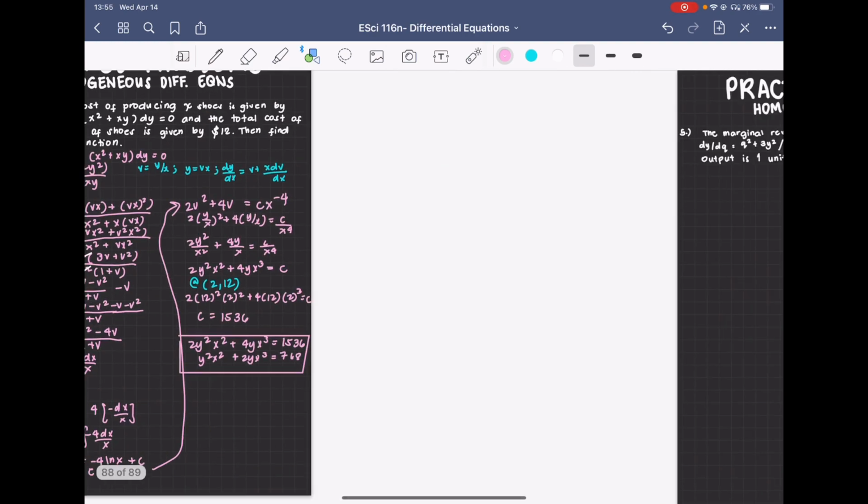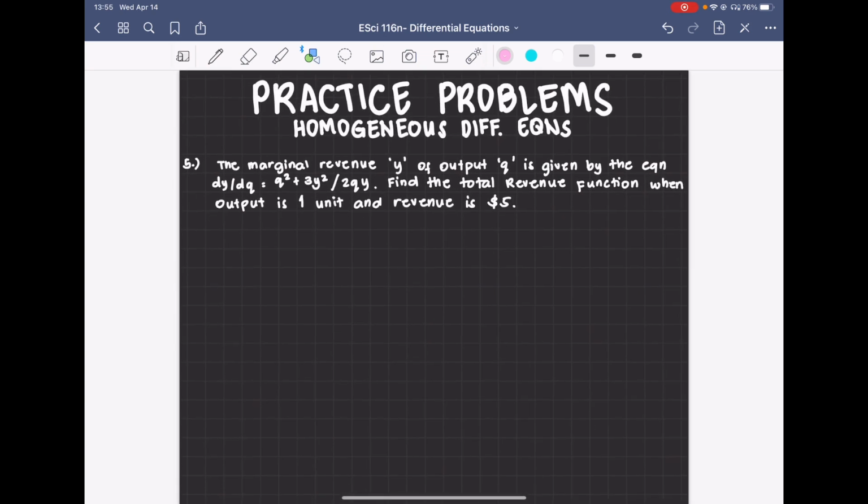Now moving on to our final problem here, number 5. The marginal revenue y of output q is given by the equation dy over dq equals q squared plus 3y squared over 2qy. Find the total revenue function when output is 1 unit and revenue is $5.